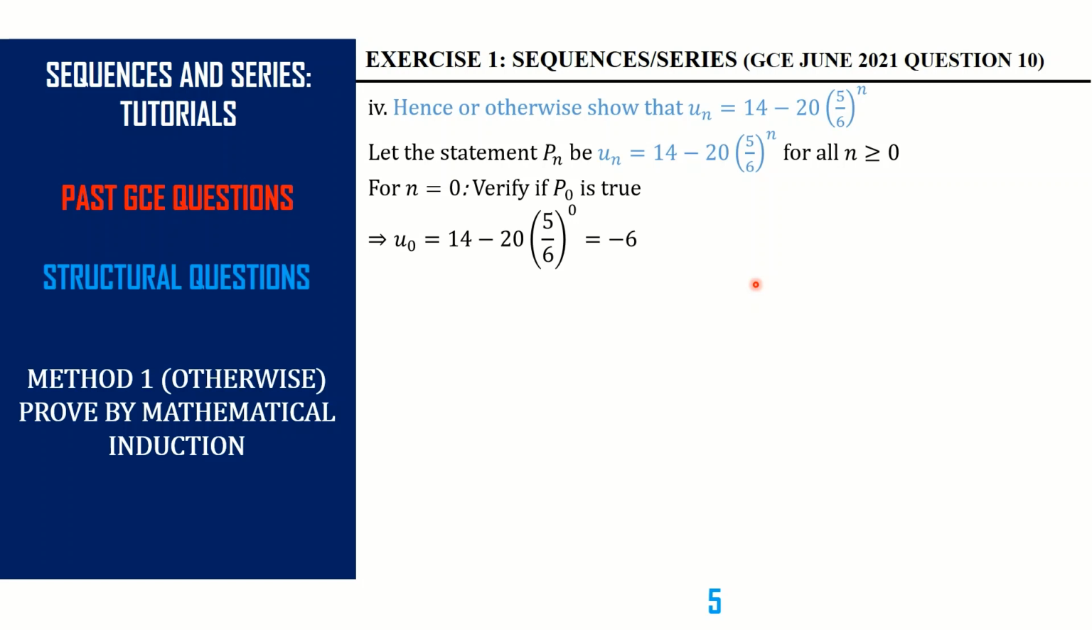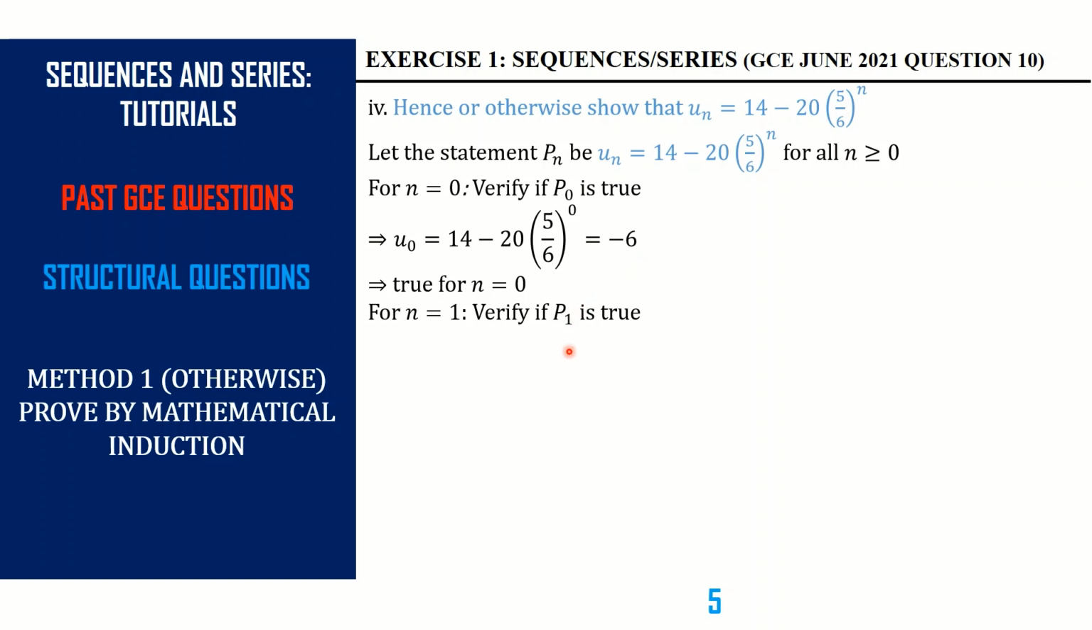And the initial value of u_0 that they gave us was what? Negative 6. So our u_0 here in this scenario is 14 minus 20 times (5 on 6) raised to the power 0. (5 on 6) all that raised to the power 0 is 1, times 20 is 20. 14 minus that is negative 6. So we see that it is true for n equal to 0, since initially they gave us u_0 as negative 6. Now let us still proceed to verify if it is true for n equal to 1.